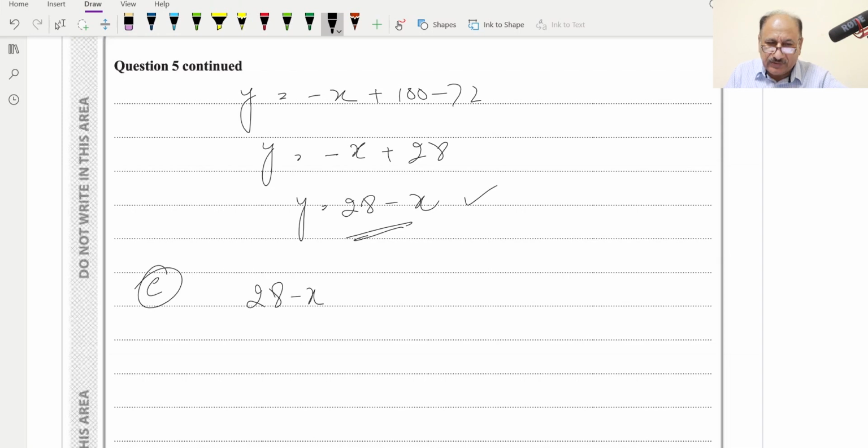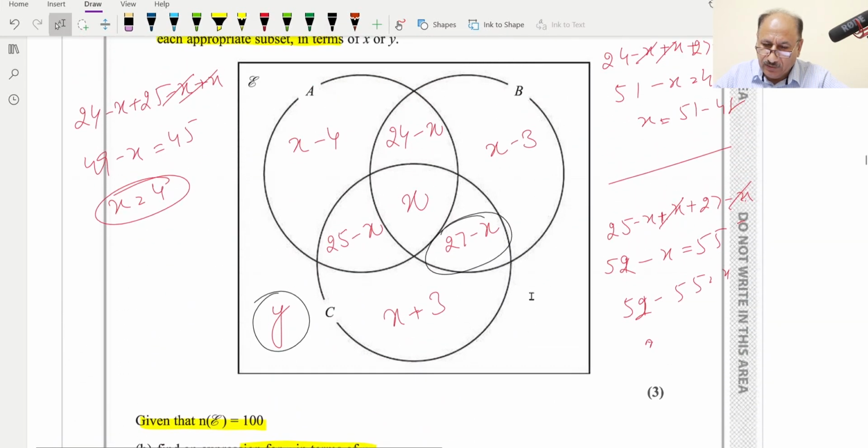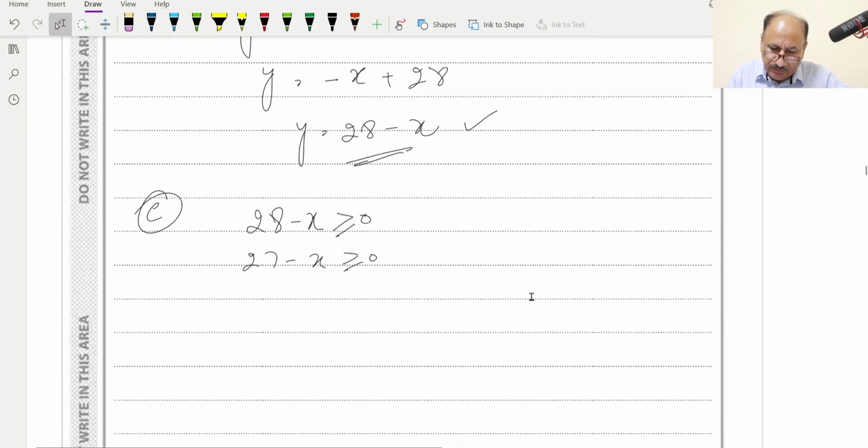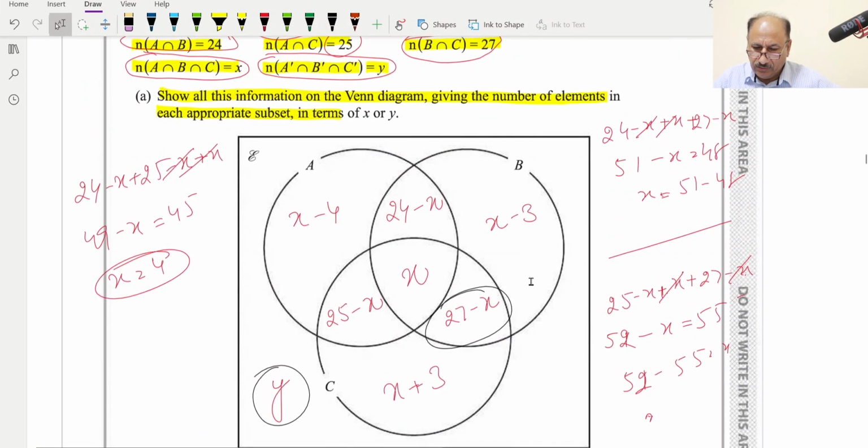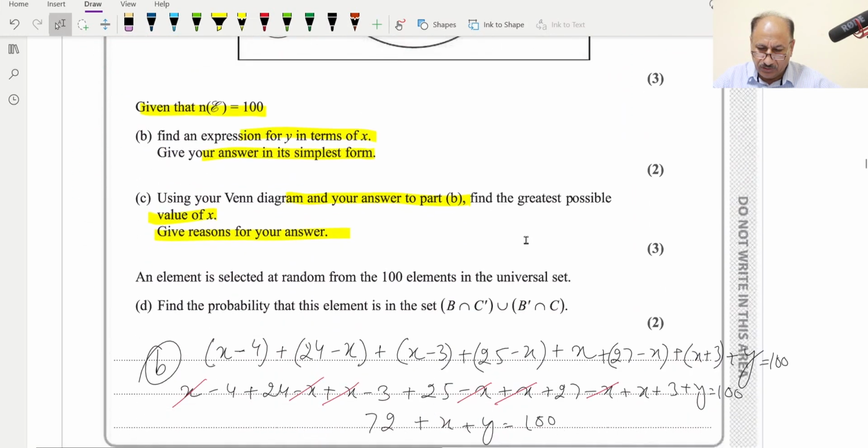28 minus x is greater than or equal to 0. This one cannot be negative. Then 27 minus x is greater than or equal to 0. Similarly, from these equations, 25 minus x is also greater than 0, and 24 minus x is greater than 0. These four equations we have written from here, one value for y, and these 1, 2 and 3 equations are from the intersection which we have taken.